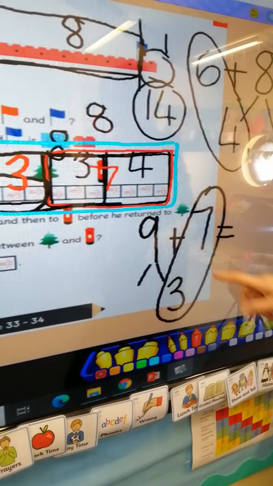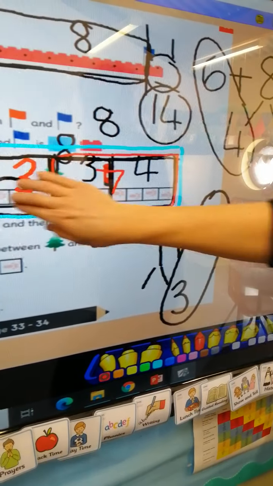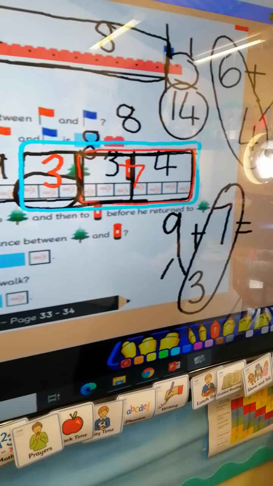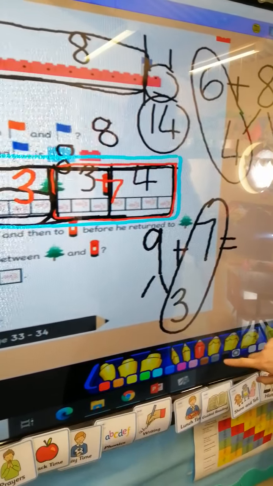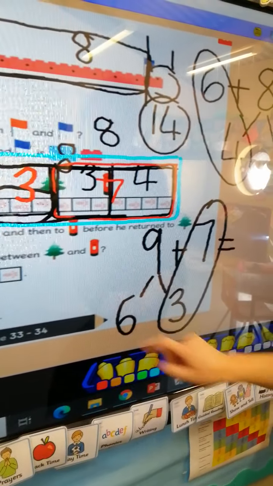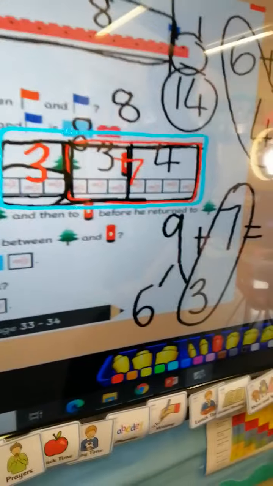Okay, so if I've partitioned 3 of my 9 over here, what will I have left? Oh, I know this number fact off by heart. It's 6. 6 and 3 make 9.